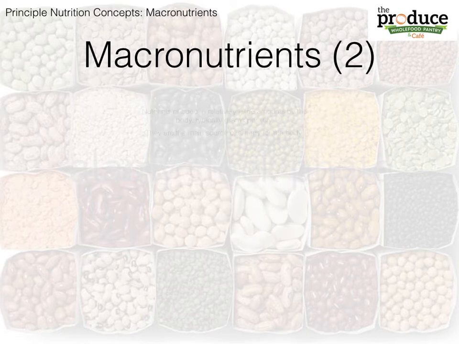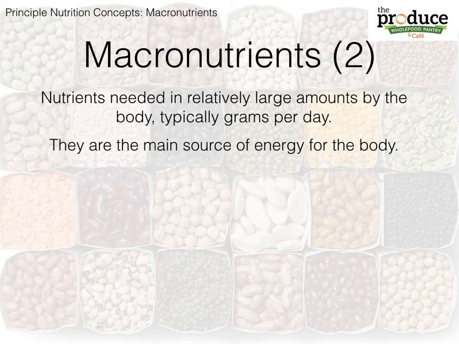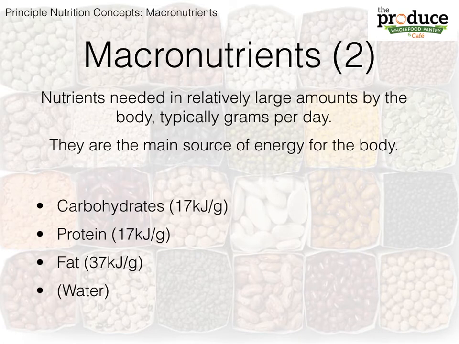So macronutrients are required by the body in relatively large amounts, typically in the range of grams per day, and they provide the body with fuel to make energy. The three major macronutrients are carbohydrates, protein, and fat. Water is kind of classified as a macronutrient, although it doesn't provide energy, but we do need it in relatively large amounts to survive.